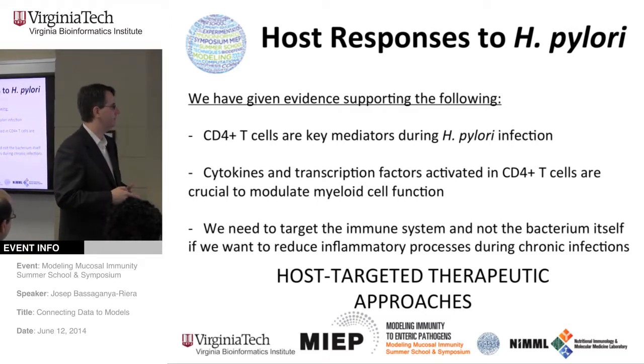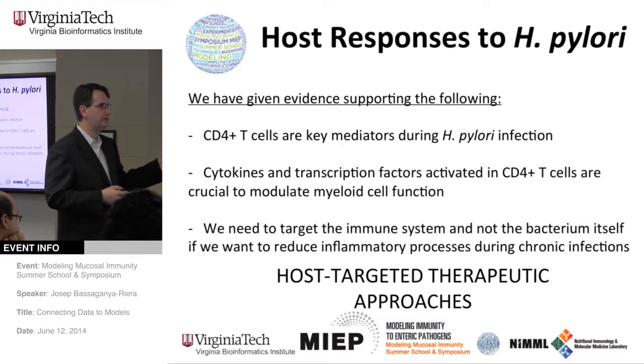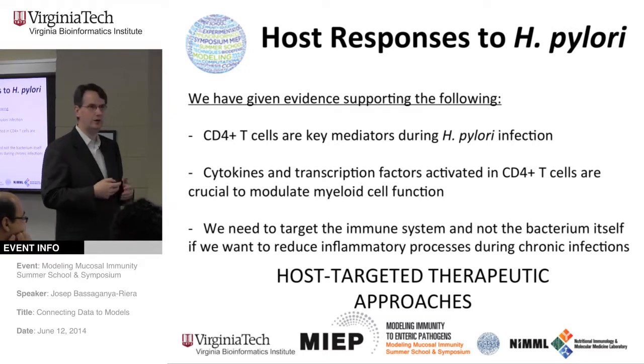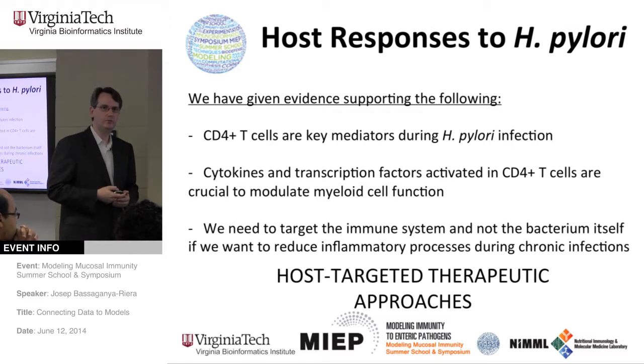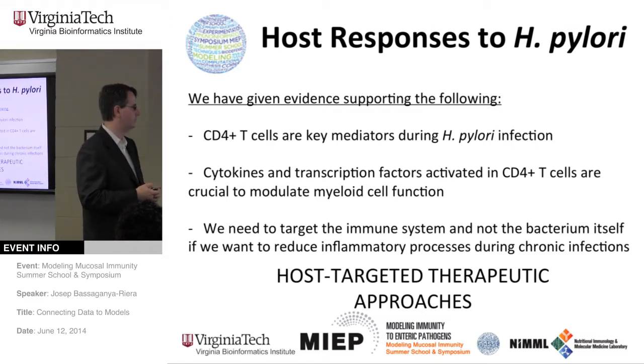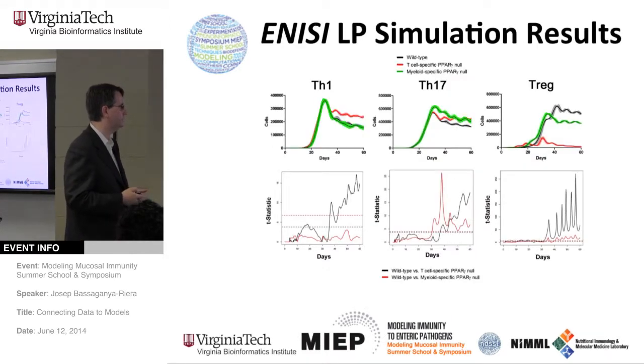But in the context of H. pylori infections, we know that there's a significant influx of CD4 T cells. Cytokines and transcription factors activated in CD4 T cells are crucial to modulate myeloid cells, and there's a secondary myeloid cell influx. And so how can we target this immune response to H. pylori? And we believe a potential is to develop host-targeted therapeutic approaches.